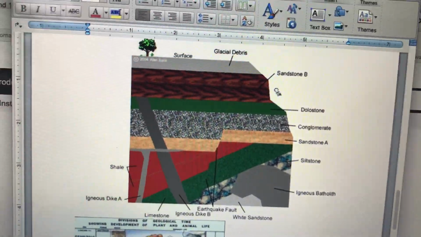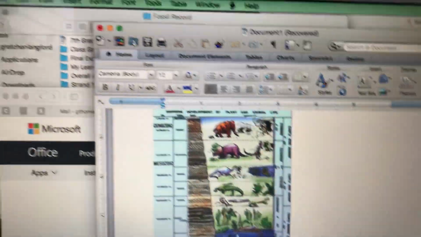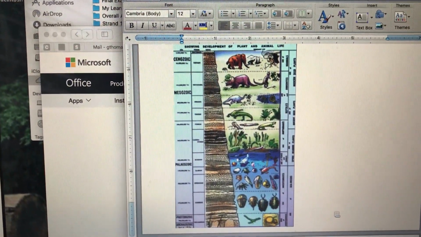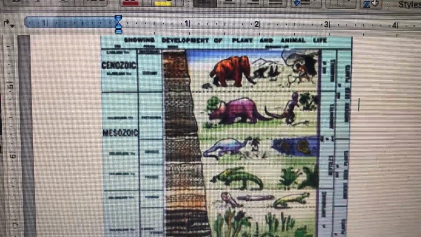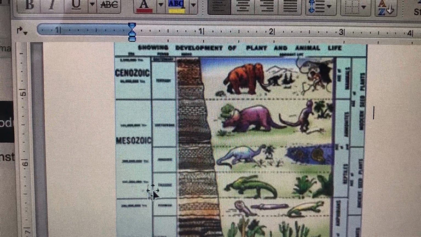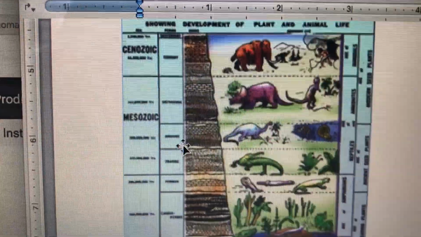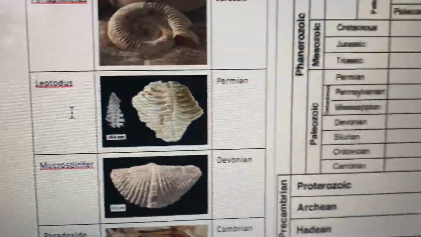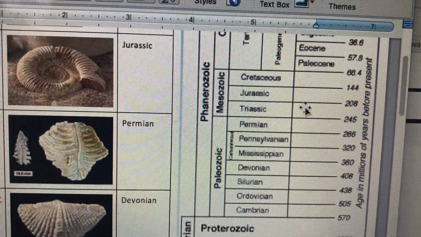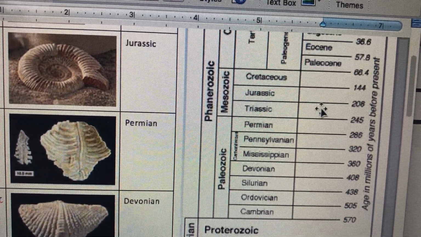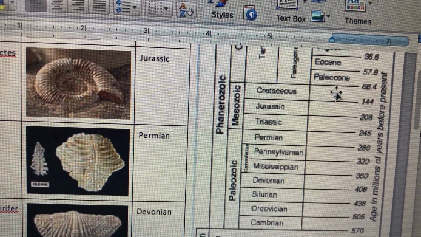That's called superposition again. Okay, and this question that uses this picture, we are seeing that the dinosaurs only lived during the Mesozoic era. And so if we flip back up to this chart, the dinosaurs started to exist in the Triassic period, and then they were fully in existence during the Jurassic and the Cretaceous period.